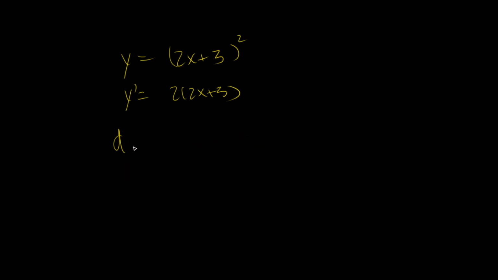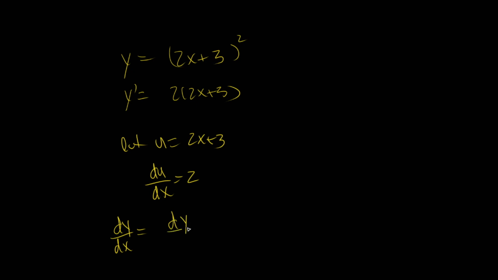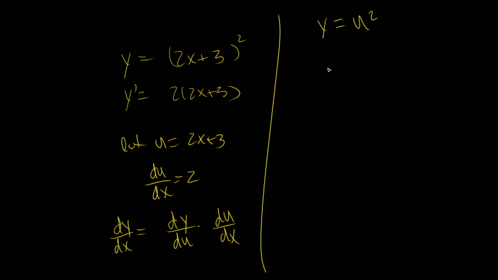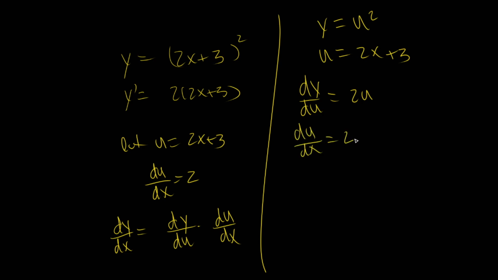So let's say that we let u equal 2x plus 3. And then the derivative of u in terms of x equals 2. So we say dy over dx would equal the derivative of y in terms of u multiplied by du over dx. So let's actually do this example with the u substitution. So y is equal to u squared and u is equal to 2x plus 3. The derivative of y in terms of u would equal 2u, and the derivative of u in terms of x is equal to 2.